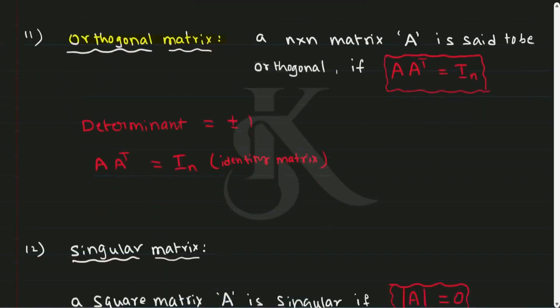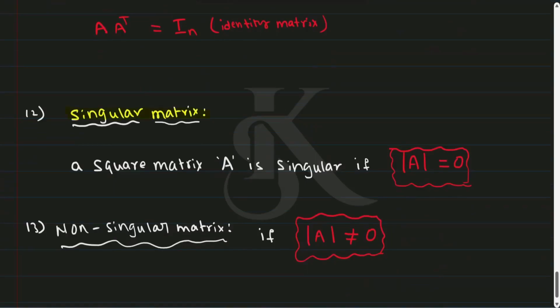And singular matrix: if the determinant of a matrix is equal to 0, then it is called a singular matrix. I will tell you how to find the determinant and all in the next class. Non-singular matrix means if the determinant of a matrix is not equal to 0, then we will call it a non-singular matrix. If the determinant is 0, then we call it singular, if not, non-singular. Okay, that's all.